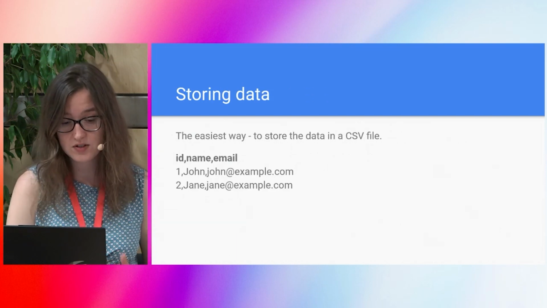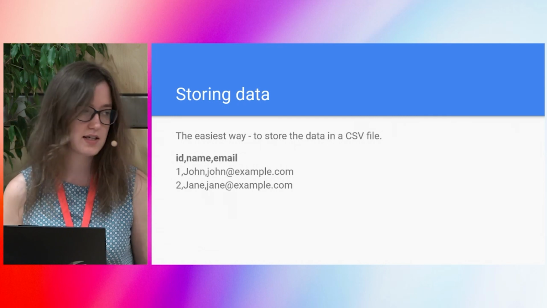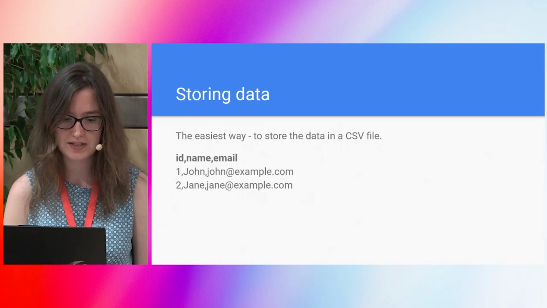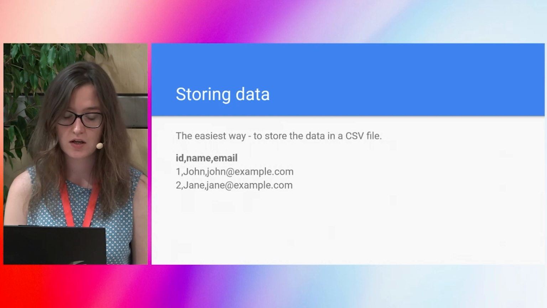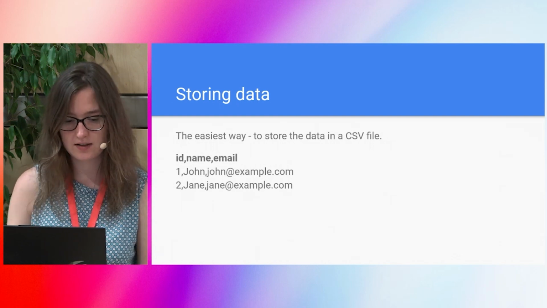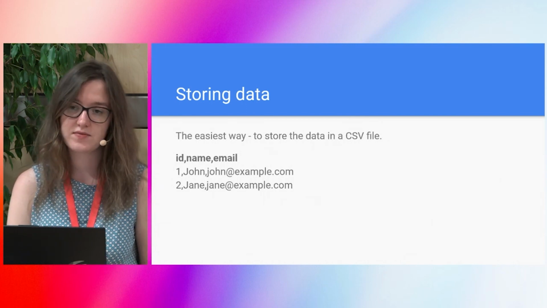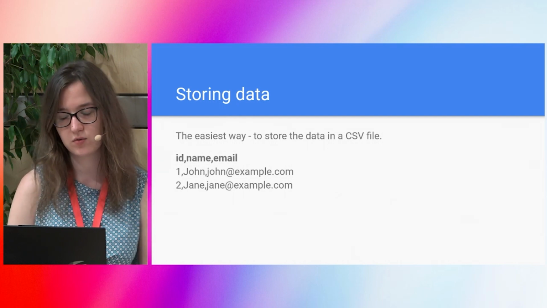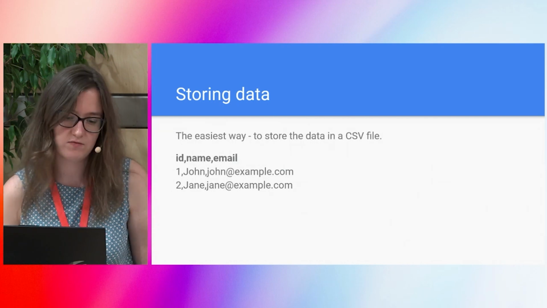And when you scrape this data, you need to store it somehow. And the easiest way to store the data is in a CSV file, which stands for comma-separated values. So in the first row, you have column names, for example, ID, name, and email. Then you're describing the rows in order. So it's very easy to import it in Excel, for example, or in Google Sheets. And yeah, it's very convenient.